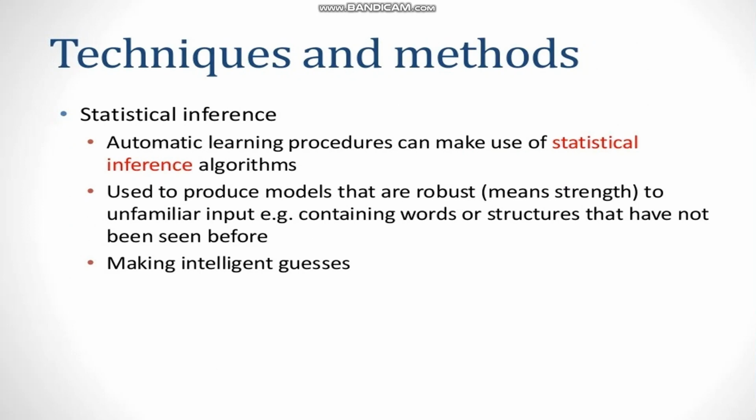Techniques and methods. Statistical inference: automatic learning procedures can make use of statistical inference algorithms used to produce models that are robust, meaning they tolerate unfamiliar input. For example, input containing words or structures that have not been seen before, making intelligent guesses.